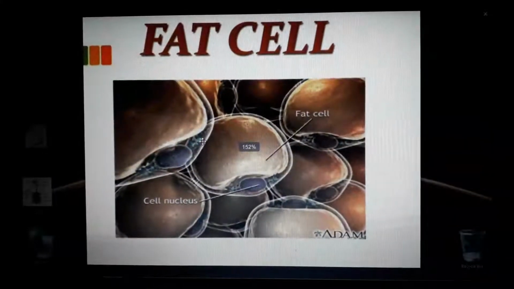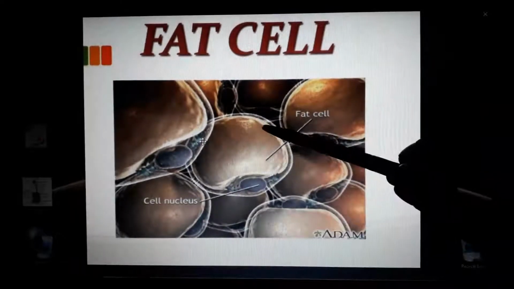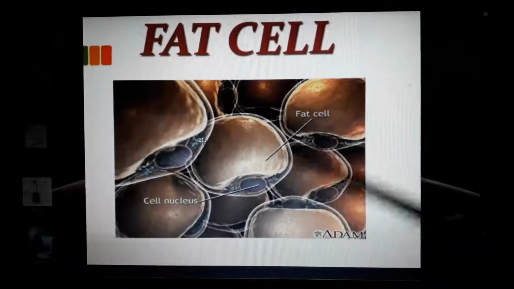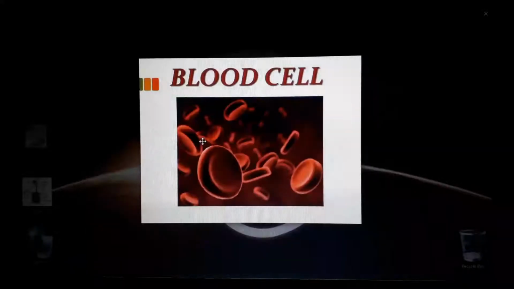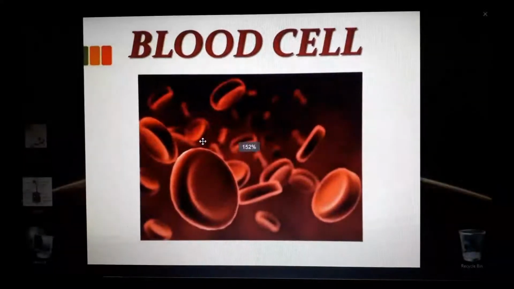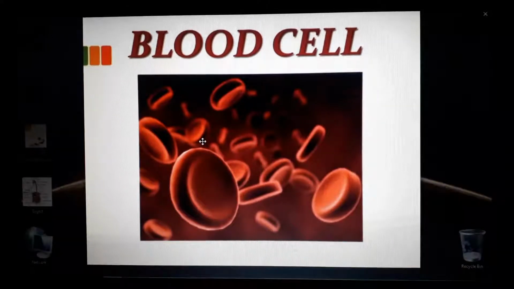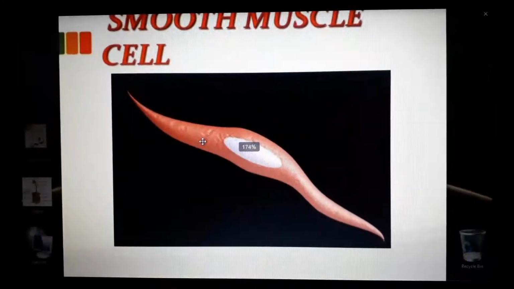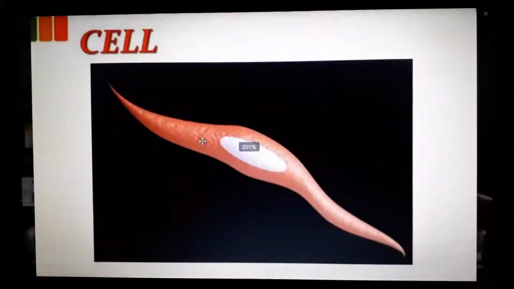Fat cells are like this. Fat, isn't it? These are the fat cells, and the nucleus is not at the center, it's at the end part. Blood cells: red blood cells, white blood cells, hemoglobin, platelets, lots of cells are there in blood. It will mostly look like this. This is our muscle cell, our muscle tissues. It will look like this.